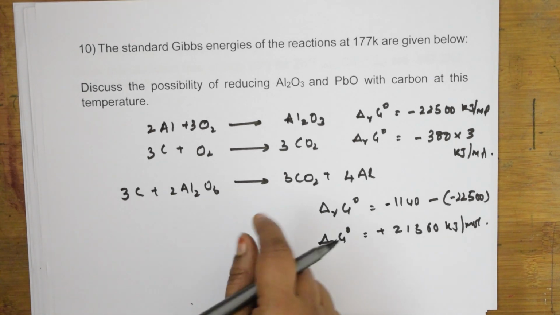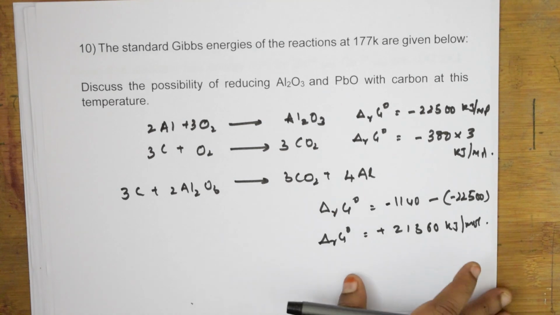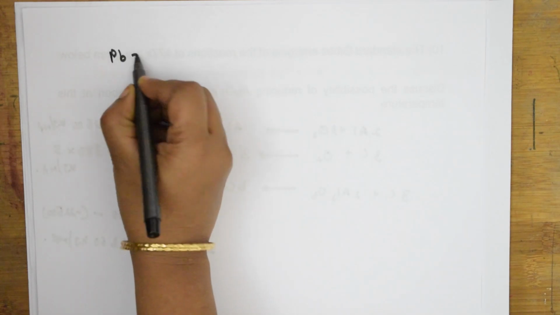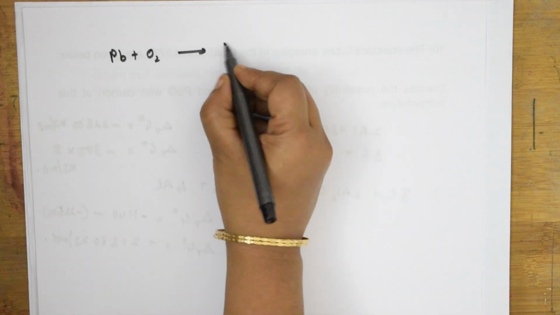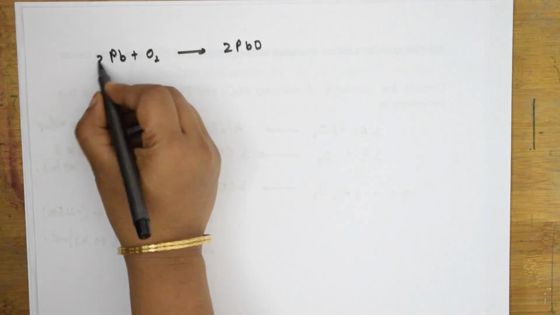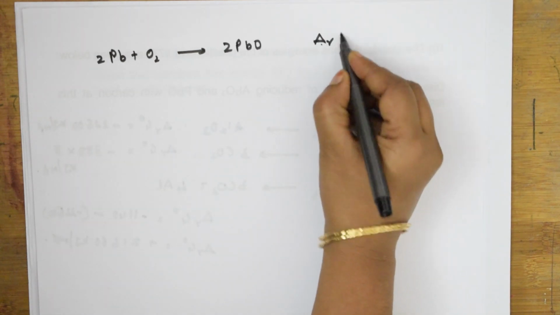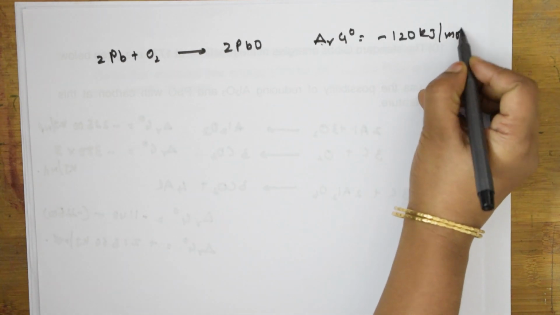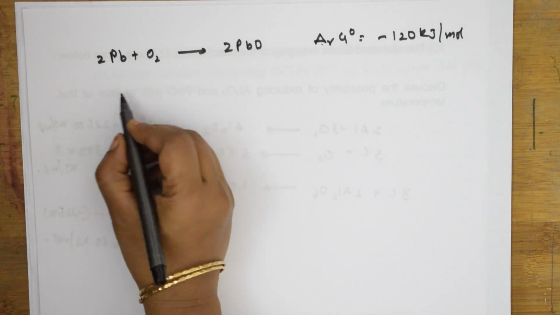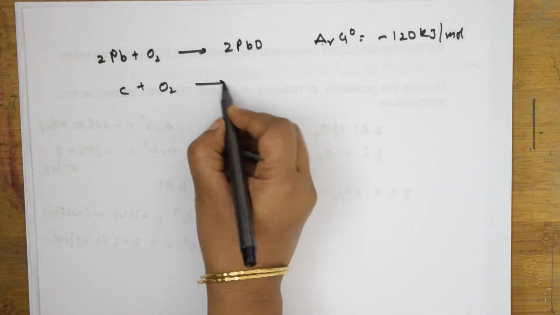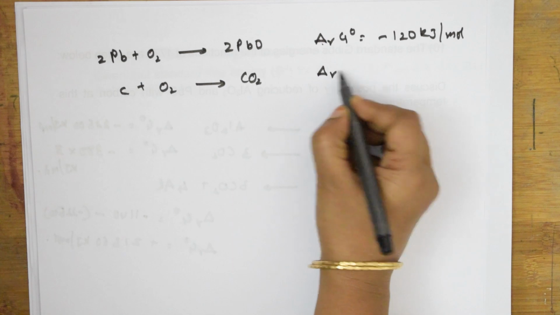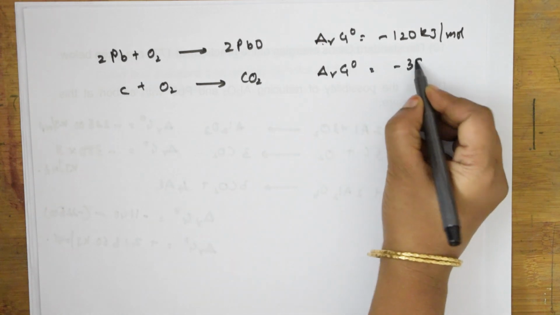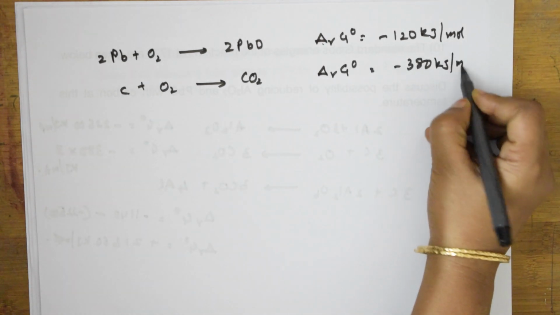One more thing. They've given me PbO reactions, so I'll write the reactions also. For the second set, PbO, what are the reactions? It is Pb plus oxygen giving me 2 PbO. Delta G naught for this is minus 120 kilojoules per mole. Again one more reaction: carbon plus oxygen giving me carbon dioxide. Delta G naught value for this is minus 380 kilojoules per mole.